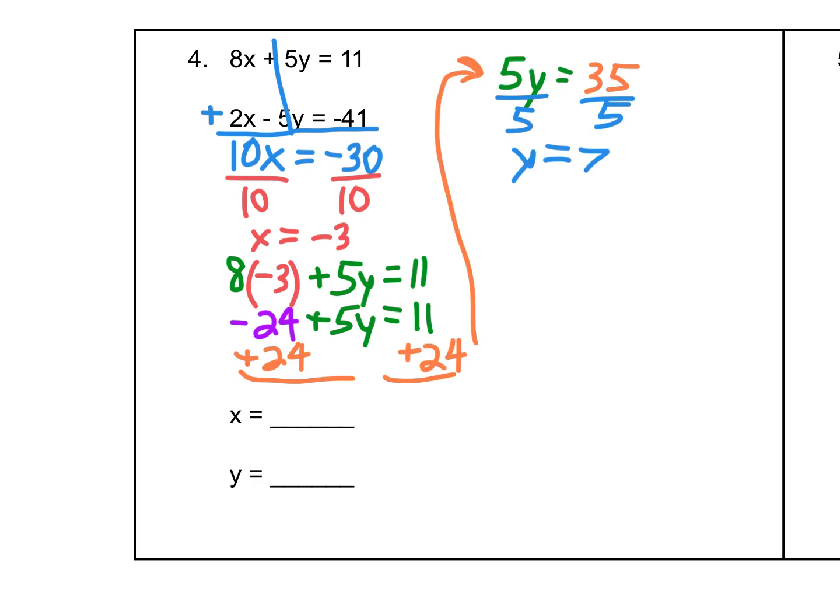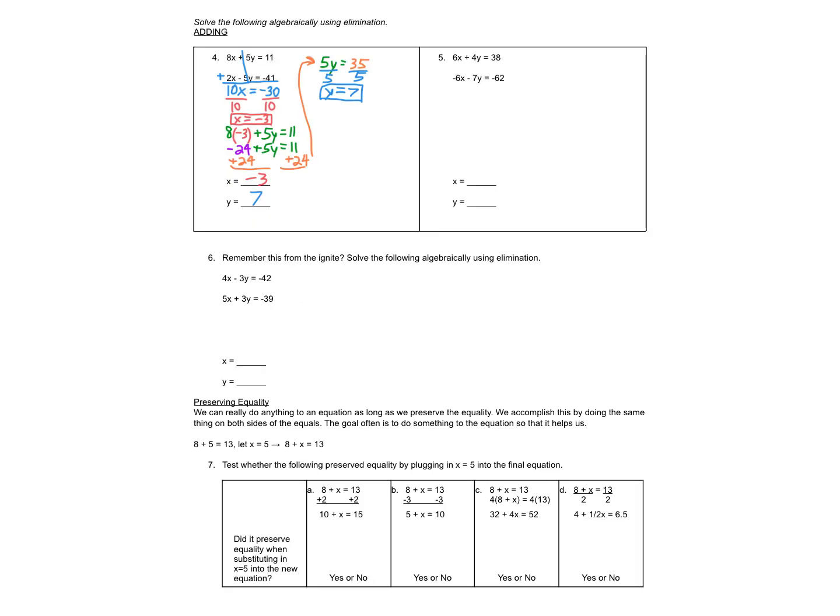Otherwise, we got y equals 7. I added 24 to both sides. 11 plus 24 is 35, so 5y equals 35. Divided both sides by the 5, we got y equals 7. So you see here that x equals negative 3 and y equals 7. Now let's take a look at number 5.